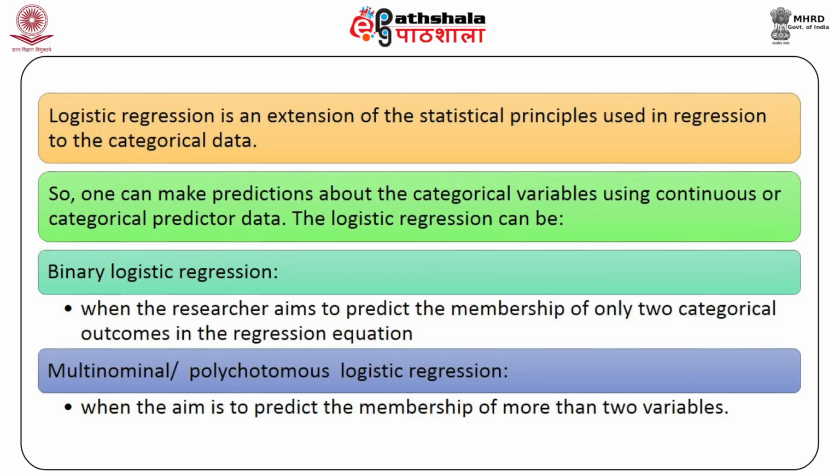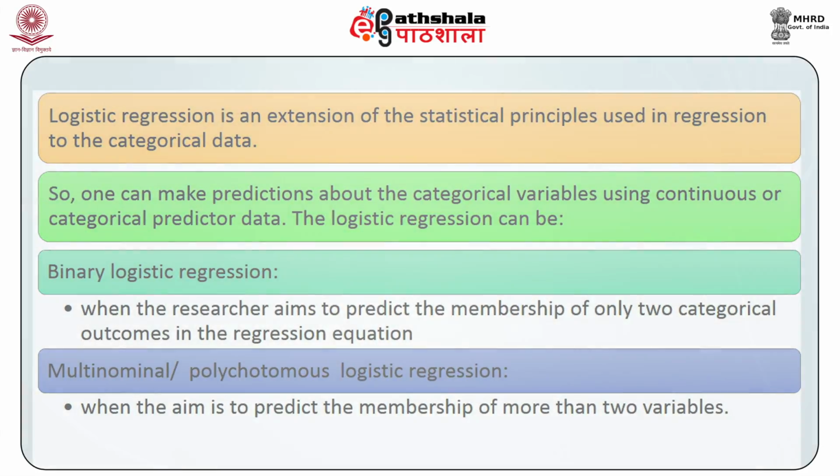Logistic regression is an extension of the statistical principles we used in regression to categorical data. So, one can make predictions about the categorical variables using continuous or categorical predictor data. Logistic regression can be of two types: binary logistic regression, when the researcher aims to predict the membership of only two categorical outcomes in the regression equation, or multinomial or polychotomous logistic regression, when the aim is to predict the membership of more than two categories.